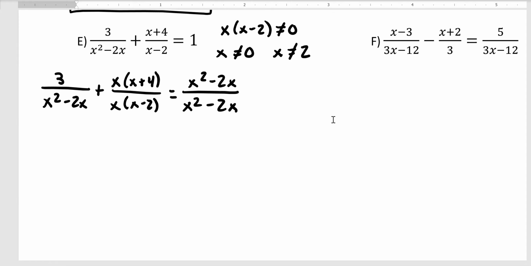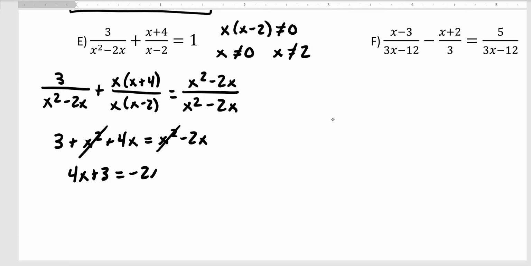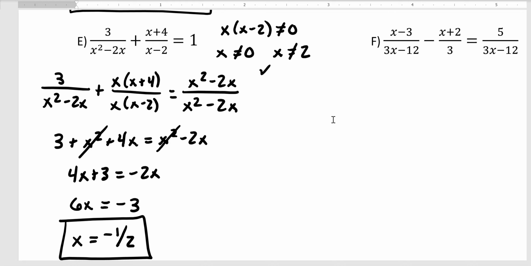Good work. So, common denominators, which means I just need to look at the numerators. Distribute that x, it'd be x squared plus 4x, and it equals x squared minus 2x. So, let's see. Well, the x squares on both sides, subtract those, they'll go away. So I have 4x plus 3 equals negative 2x. Add 2x to both sides, subtract 3, so I'll get 6x equals negative 3. Divide by 6, that tells me x equals negative 1/2. Does that work with my excluded values? Yes, it does.